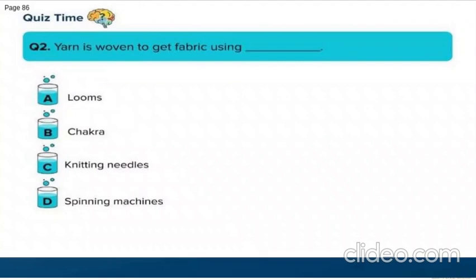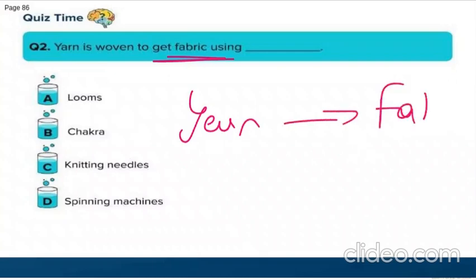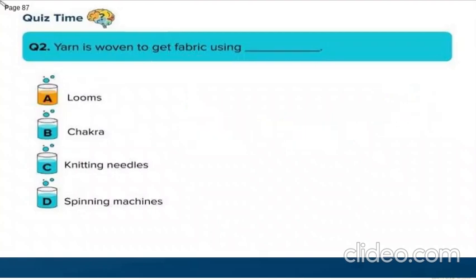Next, yarn is woven to get fabric using which process? We do something to convert yarn into fabric. What is the name of this process? Looms, charkha, knitting needles, or spinning machines? What is the thing we use? So, 10 seconds. So the right answer is looms. We use hand looms, and what else? Power looms we use, right?